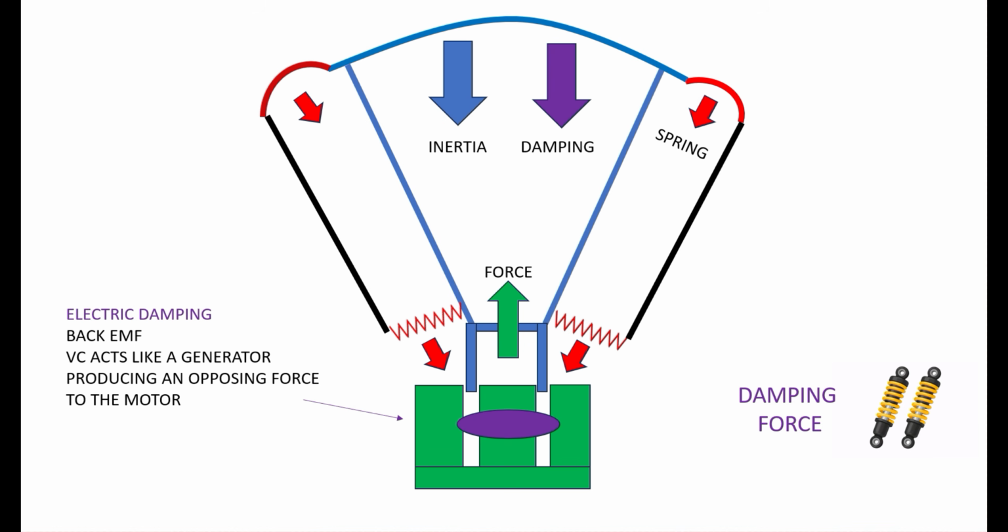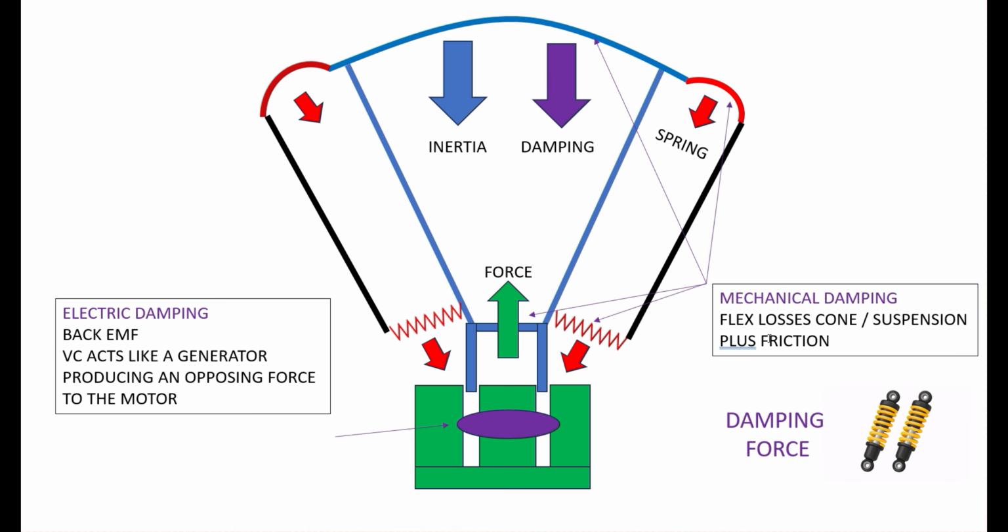And then the second type of damping force is the mechanical damping. We talked about this earlier when we were talking about the suspension, and that is the mechanical energy losses due to friction and flexing of the cone and the spider and all of that, and air that's dragging around with it. And that's mechanical damping, right? So there are these two damping forces.